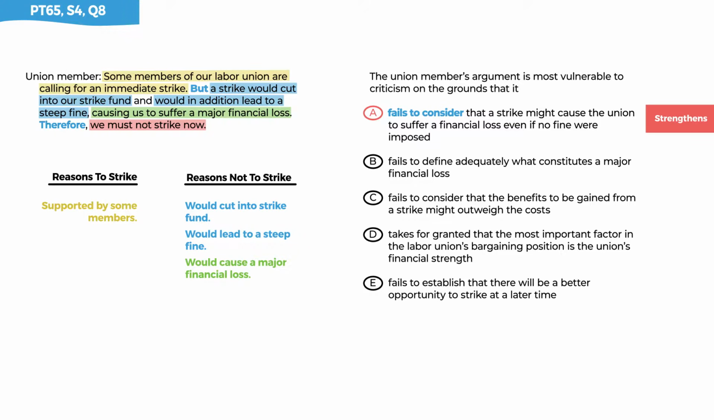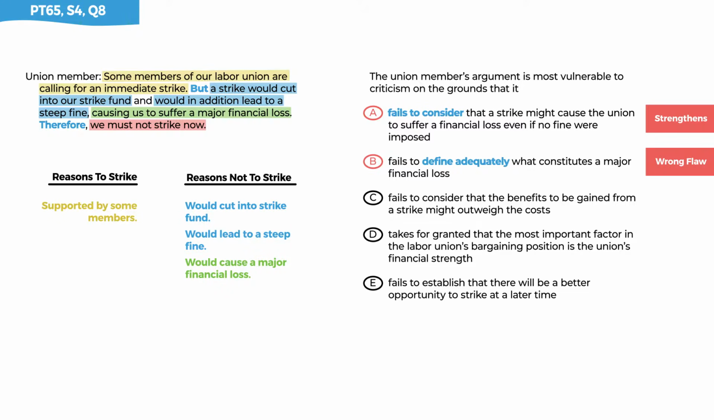Answer choice B says it fails to define adequately what constitutes a major financial loss. So this one is that it's failing to define something. And if it fails to define adequately a term, what that means is that it's referring to a very particular flaw where a key term has been allowed to shift its meaning over the course of the argument. And in order for answer choice B to be the right answer, we would need to see a major financial loss used twice and for it to have different meanings throughout the course of the argument. In this case, it's only used once. It never shifts its meaning, and so it's simply describing the wrong flaw.